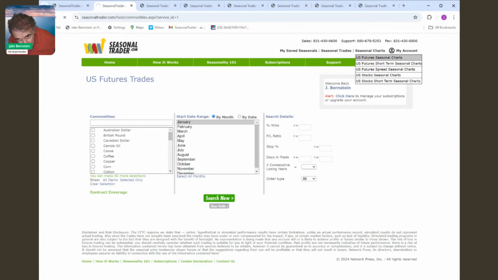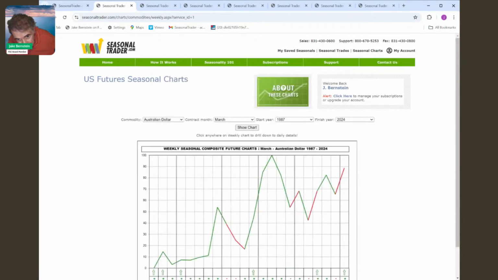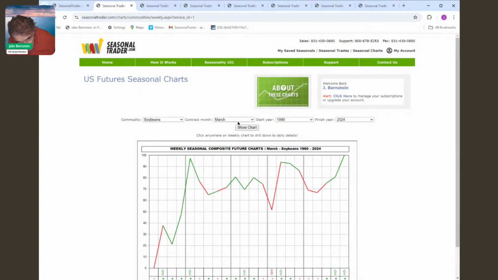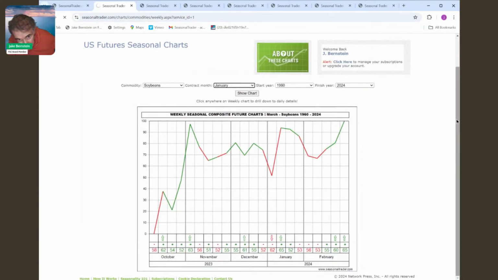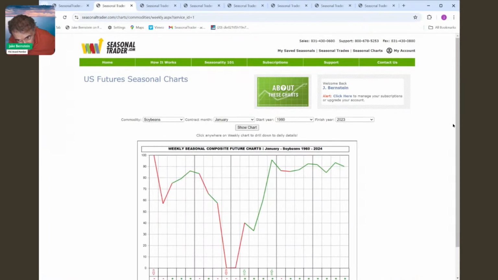Just bear with me for a moment, folks. There it is. There is so much data here, it takes a little while. Let's go to soybeans, just so that we don't disappoint our farmer clients and our hedgers. And let's go to the January soybeans, actually. Sorry about that. Here we go. March beans, Jan beans. Like so. And let's take a look. There we go. So this is rather interesting.